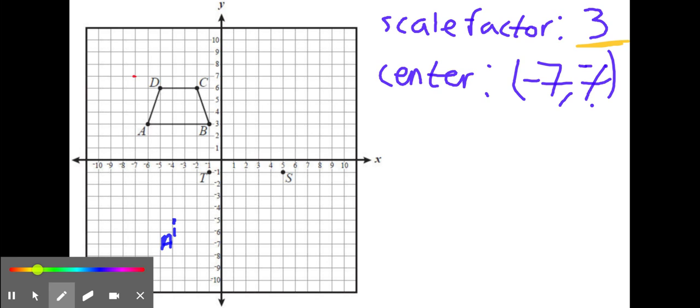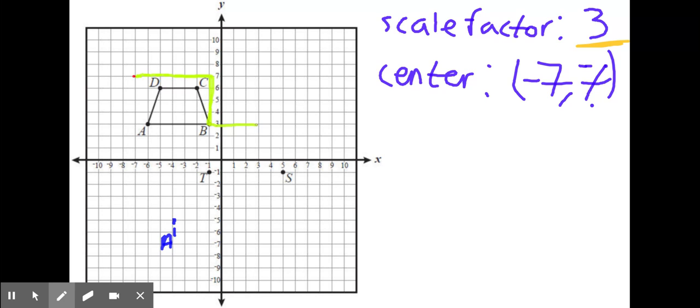So now I'm going to do this with point B. To get from the center to B, I'm going over 6 units to the right, and down 4. So again, my scale factor is 3, so that means I have to do that same thing 3 times from the center. So from the center, if I go over 6 and down 4, it gets me to B.